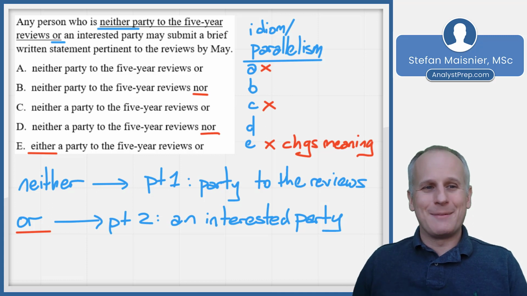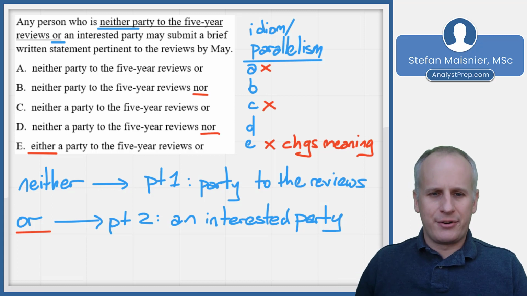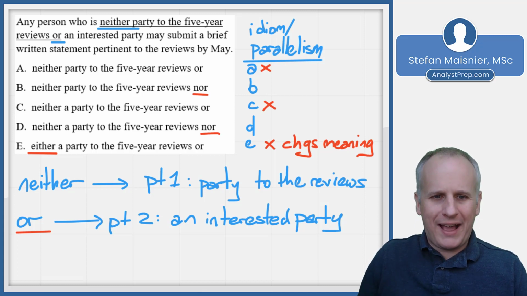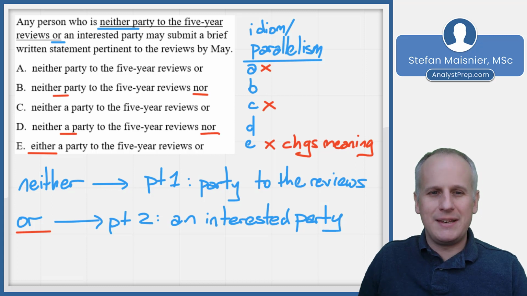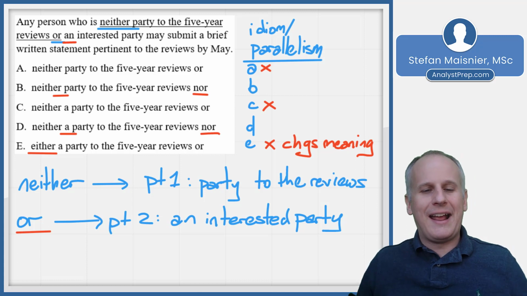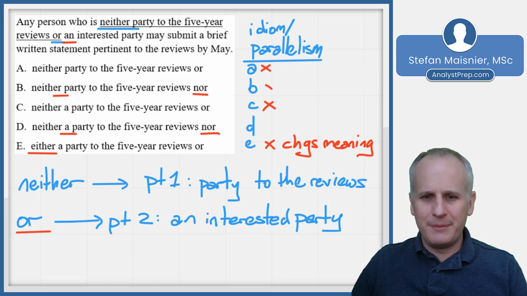Then we get to potentially the hardest part, because we've got "neither a party to the 5-year reviews nor" versus "neither party" without the "a." So we have to decide whether or not we need that "a," and we have to always use the non-underlined portion to inform that. We see that we've got an "an" after our underline, and so we do need the article before "party" in the underlined portion to remain parallel. That allows us to eliminate choice B.